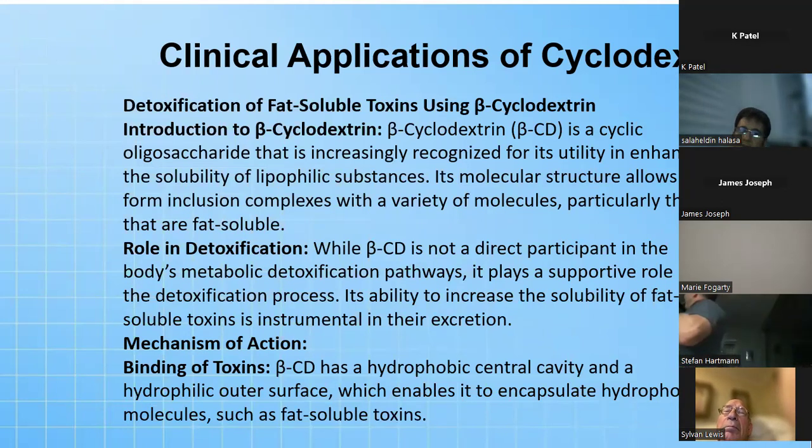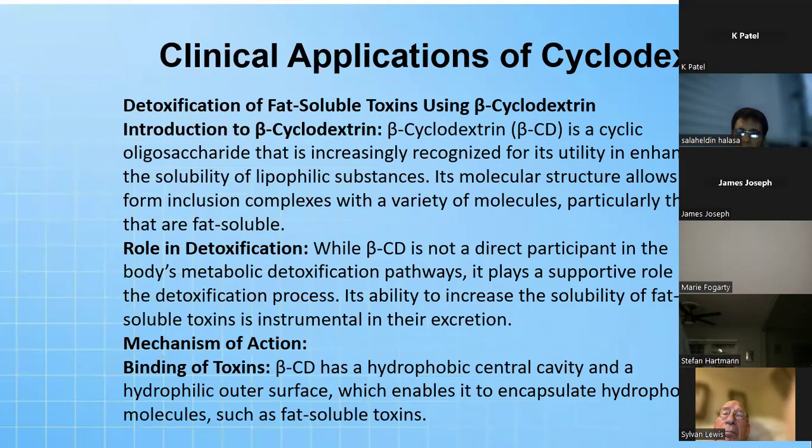Okay, so let's move on to detoxification, another application of cyclodextrin. It helps to detoxify fat-soluble toxins, and we just talked about it, all those petrochemicals, organophosphorus. This will help because it works like a cargo that will absorb all these fat-soluble toxins and dump them out through the urine or through the liver bile.